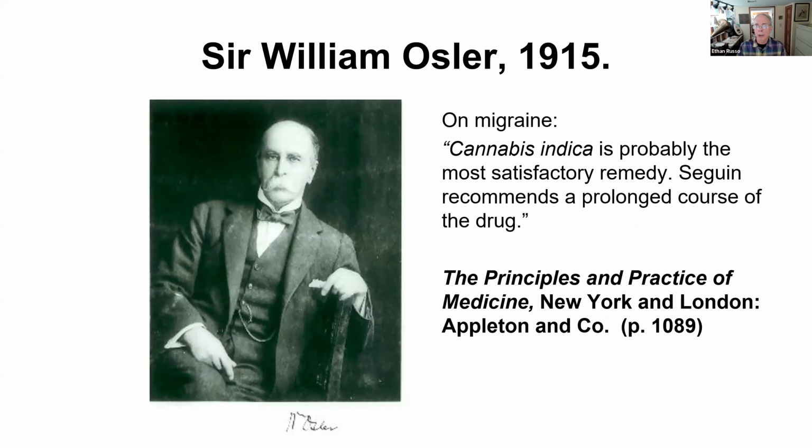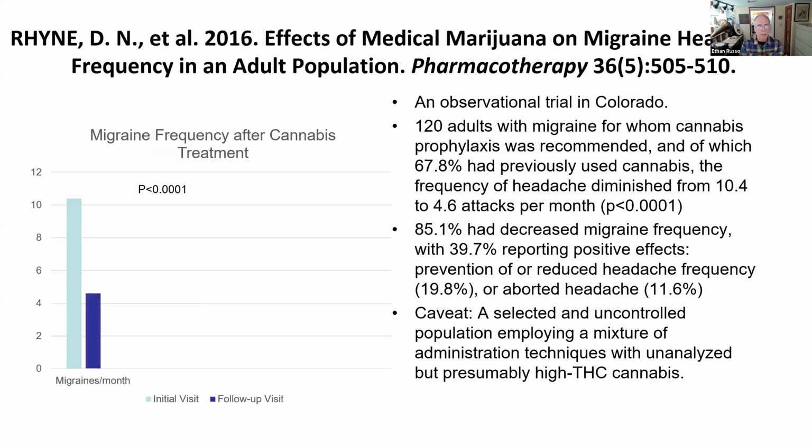Sir William Osler, who is felt to be the father of modern medicine, said of migraine, "Cannabis indica is probably the most satisfactory remedy. Seguin recommends a prolonged course of the drug." And this was present in what was the main medical textbook of the age, Principles and Practice of Medicine.